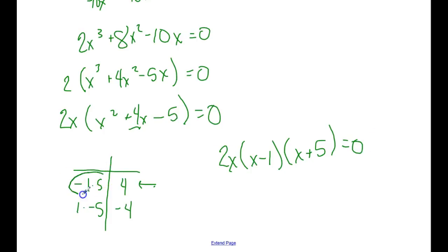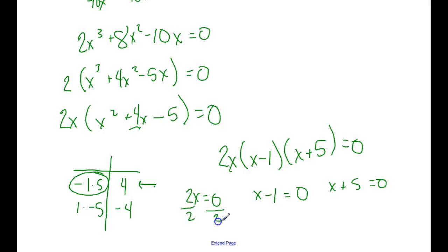And I get my minus 1 and my positive 5 from these two terms right here. So now that I have it completely factored, I'm going back to my zero product property because I know that anything times 0 will get me 0. So I can set up each piece that's multiplied equal to 0. So I have 2x equals 0, I have x minus 1 equals 0, and I have x plus 5 equals 0. So from there I just solve for my x.